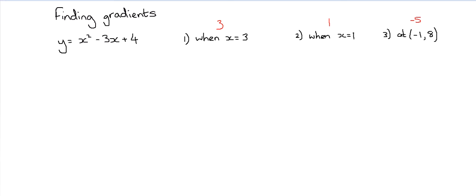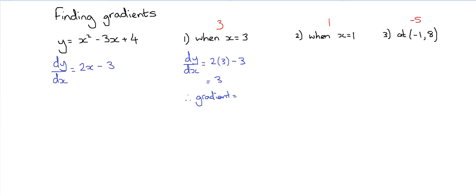Okay. So we've got to differentiate. So dy by dx. So let's do it. This term, it's going to be 2x. Middle term, it's going to be 3, and this constant term is going to go. So here it is. This is our function. And what this allows me to do is put any value for x in here, and it will work out the gradient. So for this first one, I've got when x is 3. So when x is 3, dy by dx is equal to 2 lots of 3 take away 3, which is 2 lots of 3, which is 6, take away 3, which is 3. So therefore, the gradient is 3.